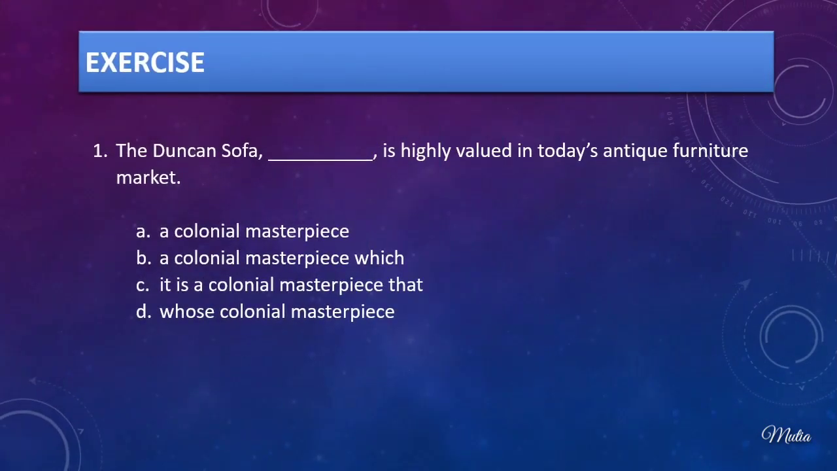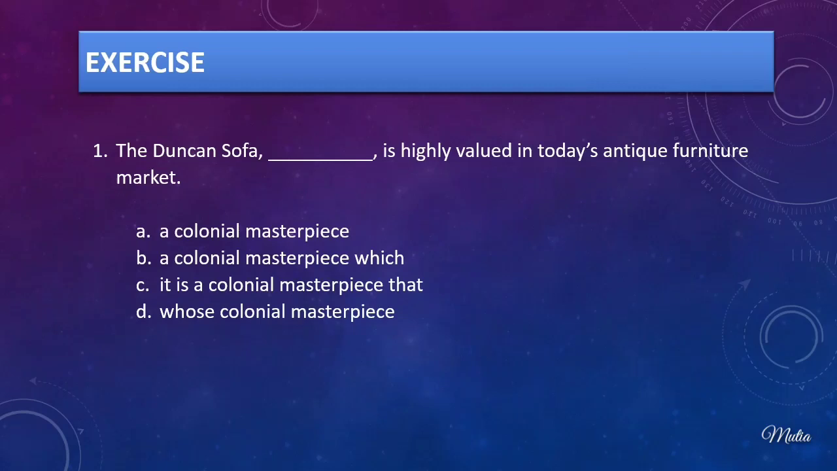Let's have the exercise. Number 1. The Duncan sofa, blank, is highly valued in today's antique furniture market. In this sentence, the subject is the Duncan sofa. The verb is highly valued. Let's complete the sentence by using an appropriate appositive to describe the noun the Duncan sofa.